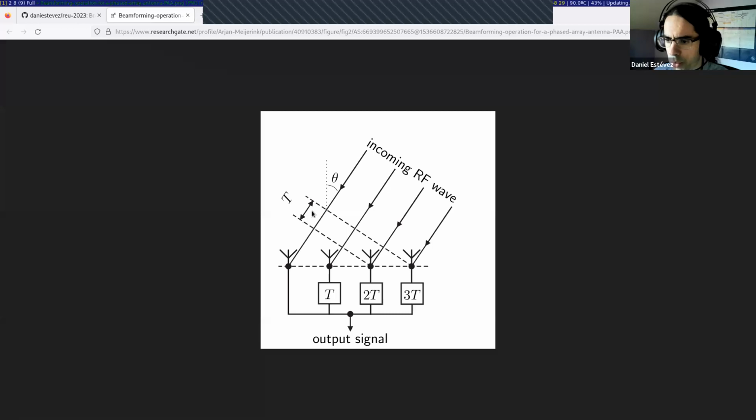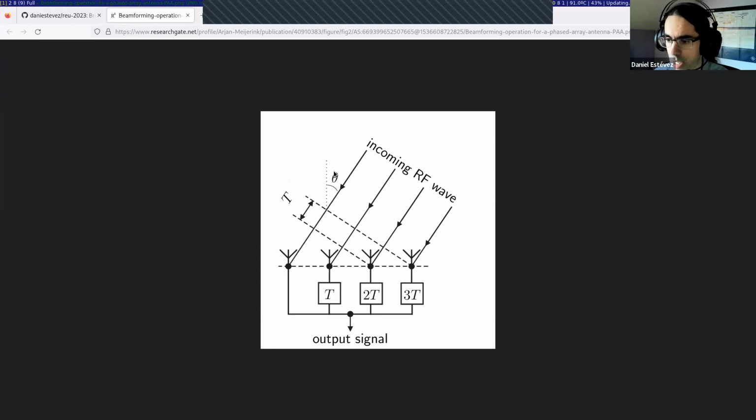What else do we want to know? We want to know how much this time t is. In particular, there is this angle theta, which is the angle of the incoming radio frequency wave. And it's easy to do some geometry to see that if the distance between the antennas is some number, let's call it d for distance, then this distance t, I'm using time and distance interchangeably, is equal to d multiplied by the sine of theta.